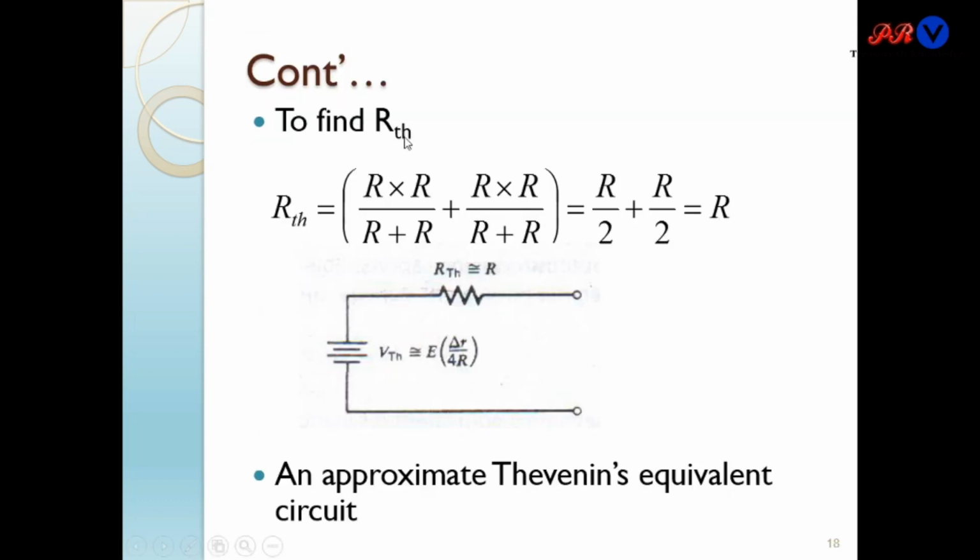For finding R Thevenin, we will use the following expression. R Thevenin is equal to R times R divided by R plus R, plus R times R divided by R plus R. We are not taking delta R here because its value is very small as compared to R. So the R Thevenin value comes out to be R always. So this is the equivalent circuit of the slightly unbalanced bridge, which is an approximate Thevenin's equivalent circuit.